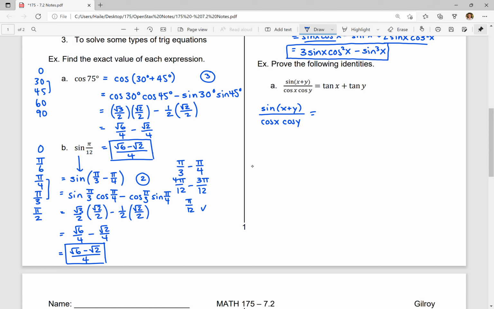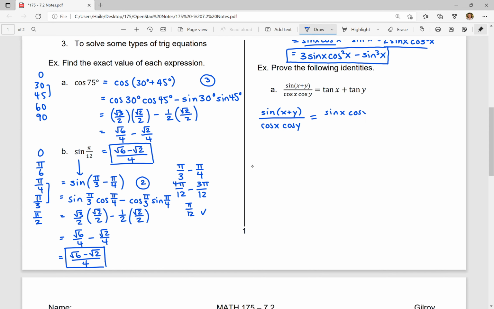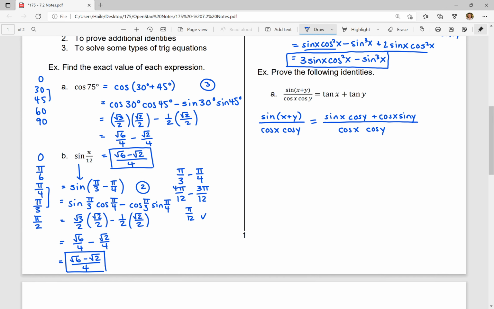So we started with the left side, and now I want to use algebra to simplify it down. The first thing I might do is I notice on top I've got that sine of a sum formula, which I can expand out. So I'm going to write sine of x cosine of y plus cosine of x times sine of y divided by cosine of x times cosine of y.